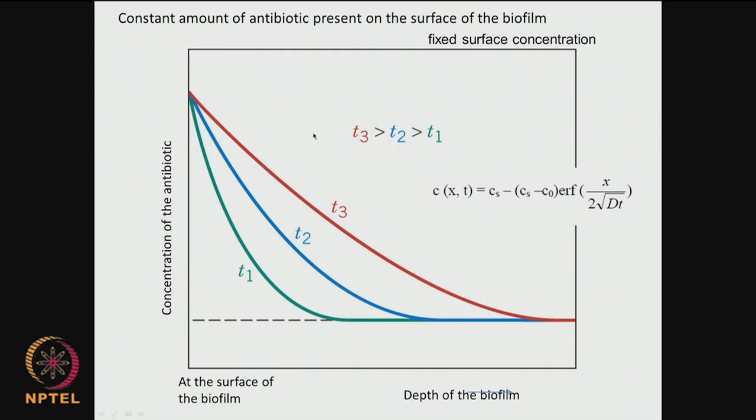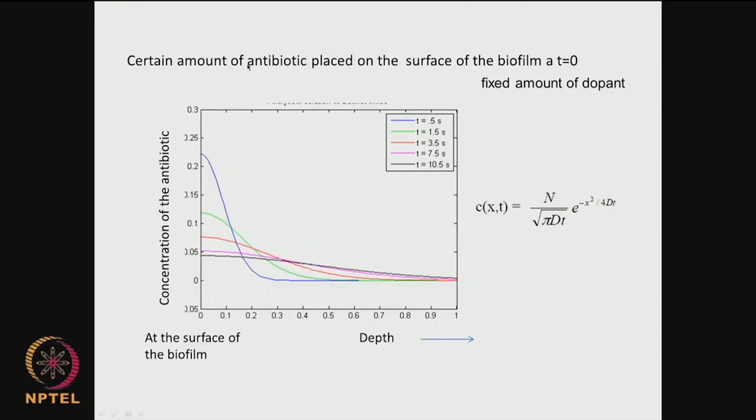Whereas in the other situation we have a constant amount of antibiotic placed on the surface, and after that we do not replenish the antibiotic. So it drops dramatically as you go down in distance, but because the antibiotic also starts diffusing, the concentration of antibiotic at the surface also keeps going down. Okay. So at one time you will have a graph like this, as the time increases the graph may become like this and like this and like this and so on.